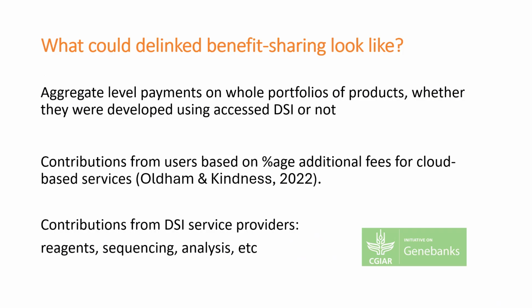So finally, what could delinked benefit sharing look like? It could involve aggregated payments on whole portfolios of products, whether they were developed using access to DSI or not. There could be contributions from users based on a percentage of additional fees for cloud-based services. Or there could be contributions from DSI service providers, providing reagents, sequencing, analysis, and so on.